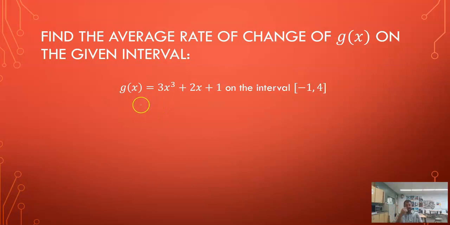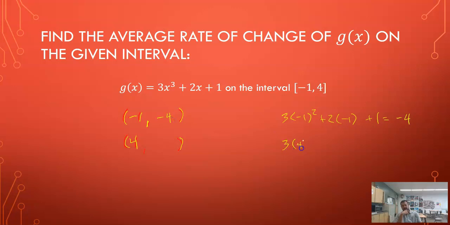So if I had this function, notice I'm looking at the interval from -1 to 4. So I know my x values are -1 and positive 4, and I just want to find the y values that go with them. Okay, so for -1, I would just take -1 and plug that in everywhere I see an x, because I need the y value in order to find the slope between these 2 points on the graph. So I get -3 minus 2 is -5 plus 1 is -4. So my first point is -1, -4.